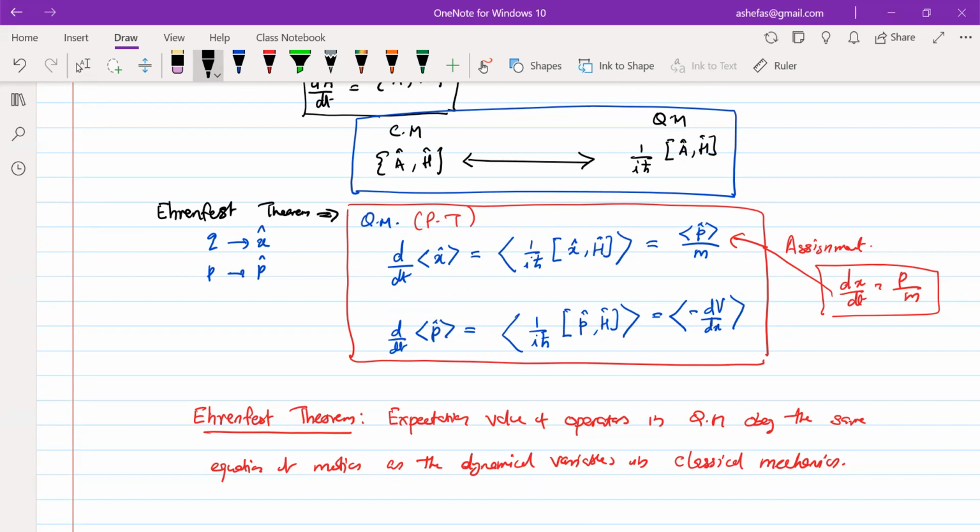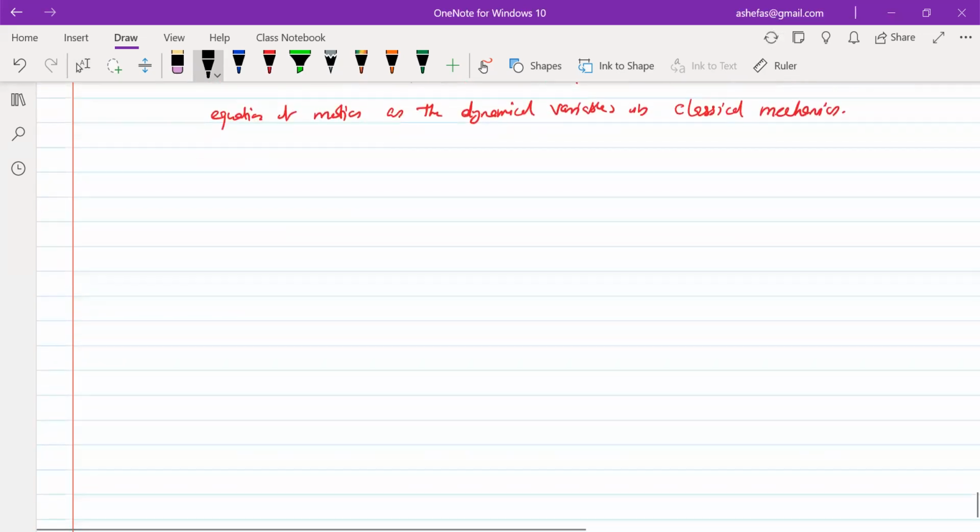So you try to do it as an assignment. If you are not getting it, then we can discuss in the live session. So with this, we have completed our discussion about the Schrodinger picture. We can just summarize what we have discussed so far.